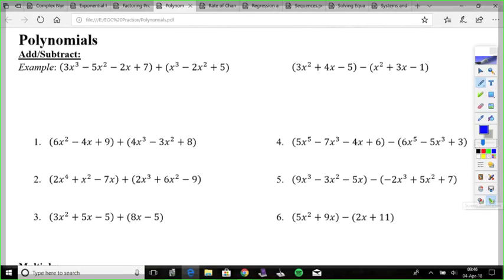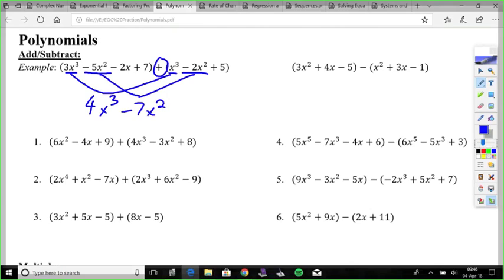Okay. So for the examples, we're adding two polynomials, so that just means find your like terms and combine them. 3x to the third and 1x to the third would be 4x to the third, right? Because 3 and 1 make 4. You don't change the exponents, you just simply combine the terms together, add the coefficients up, but don't change the exponents. So then your x squared is negative 5x squared and negative 2x squared. Negative 5 minus 2 would be negative 7x squared.